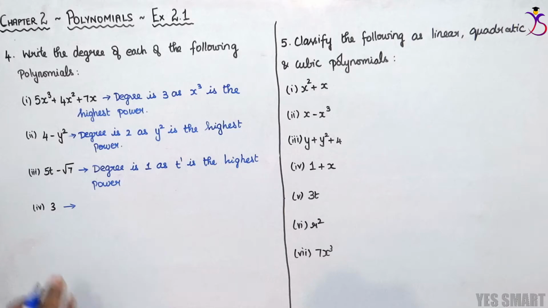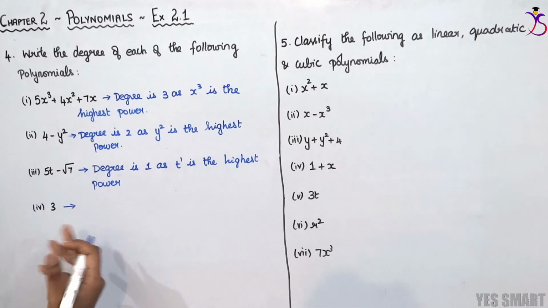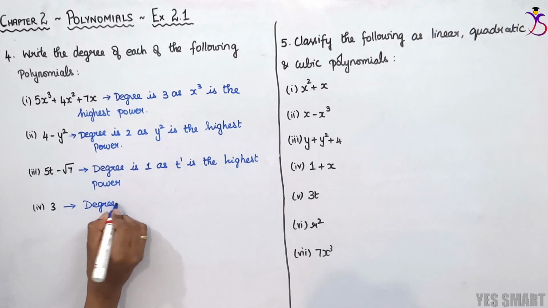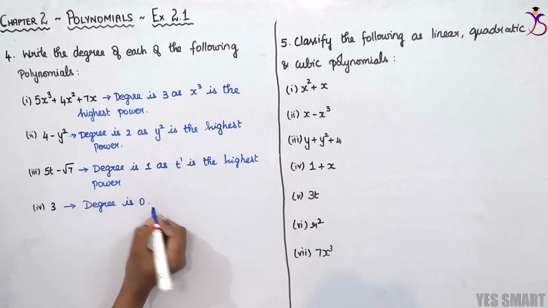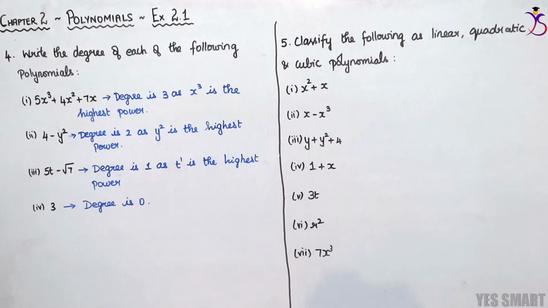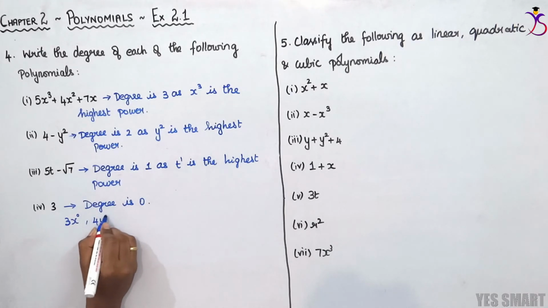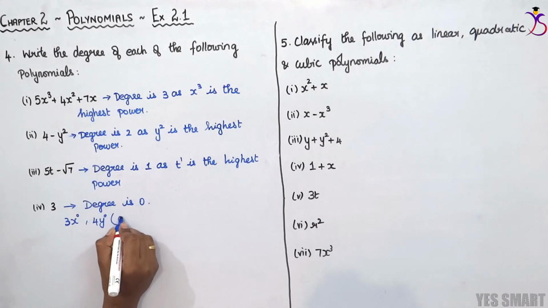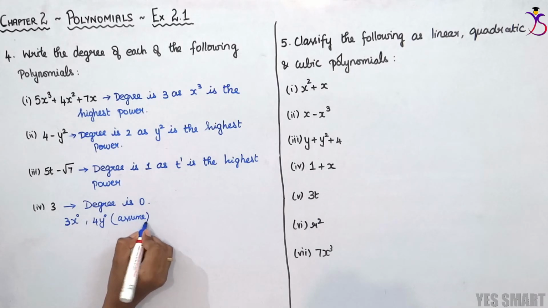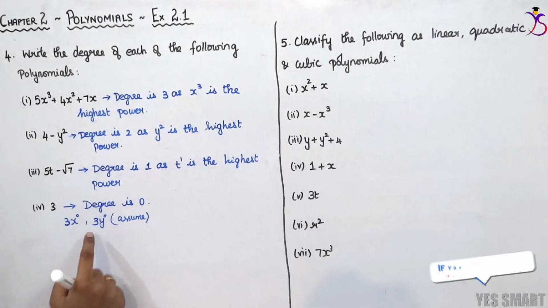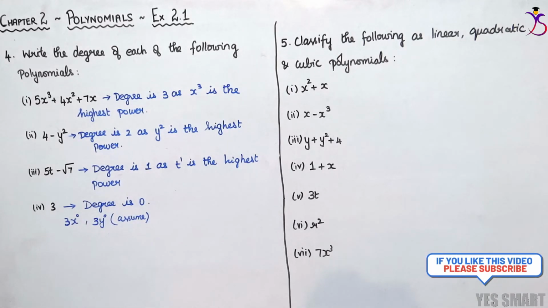Last subdivision, 3. Here we don't have any variable. Therefore, the degree is 0. Here, it implicitly means the variable is present with the degree 0. That is, we can assume like 3 into x power 0 or 3 into y power 0. We know that any variable power 0 is 1. So 3 into 1 is 3. Again 3 into 1 is 3. Instead of x power 0 or y power 0, we can substitute the value of 1. Hence the answer is 3.